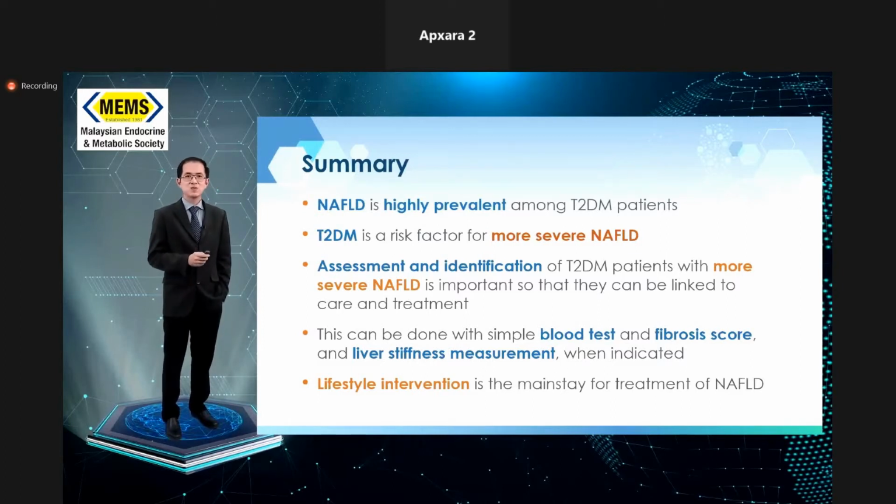And this assessment can be done with simple blood tests, fibrosis score, and liver stiffness measurement can be done when indicated. Last but not least, lifestyle intervention is the mainstay for treatment of NAFLD. Thank you very much.